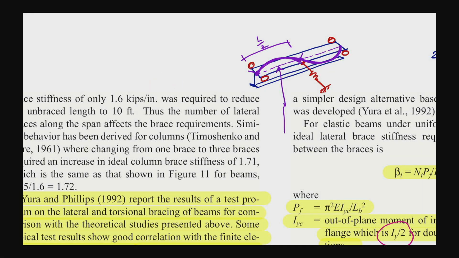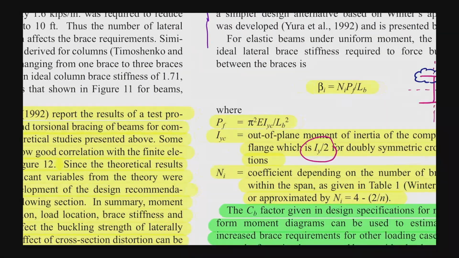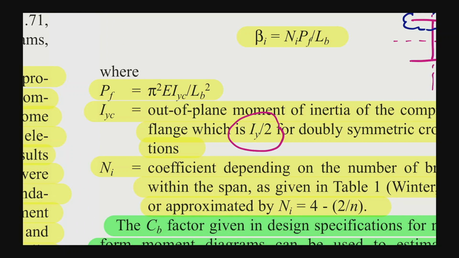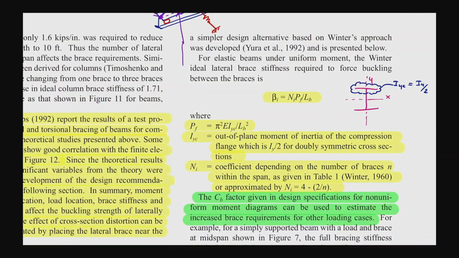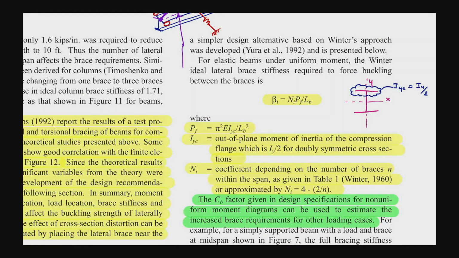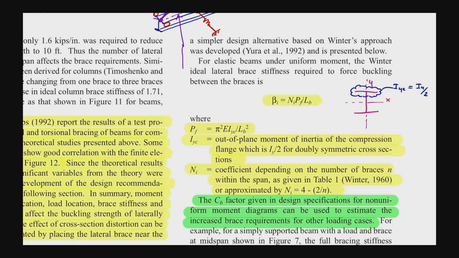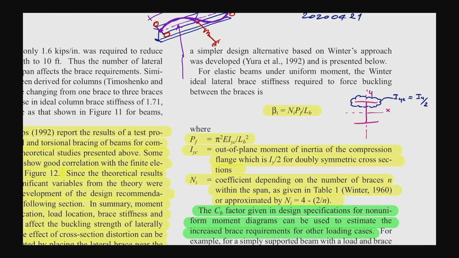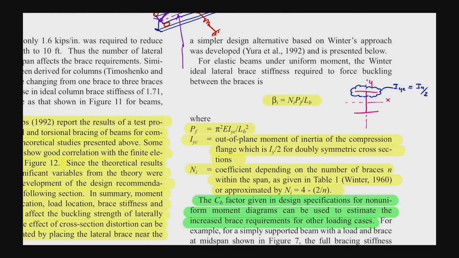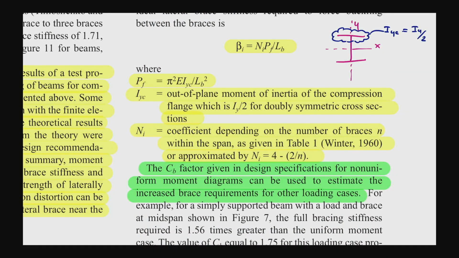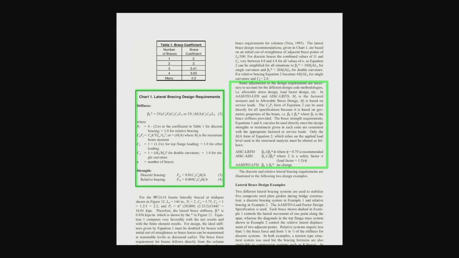Alright, and it is explained here that it is just Iy over 2, and there's nothing more about this than that we halve it. Okay. Alright, and what else? Lb was explained already. This Ni, actually Ni is given in the next page.